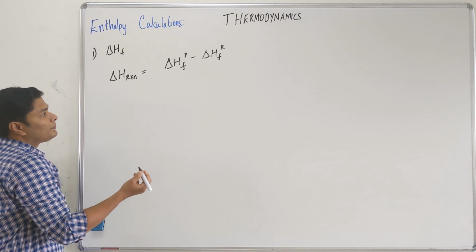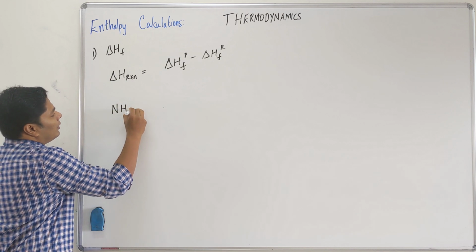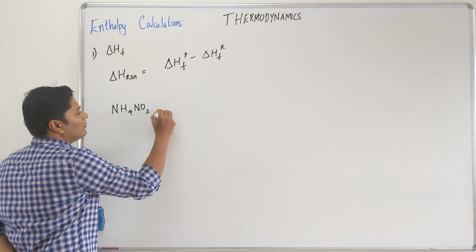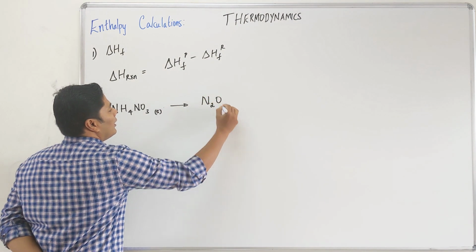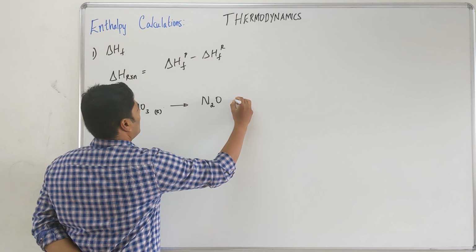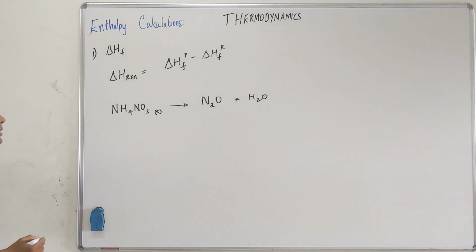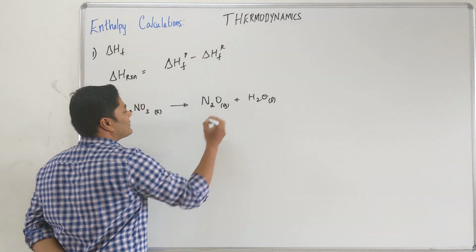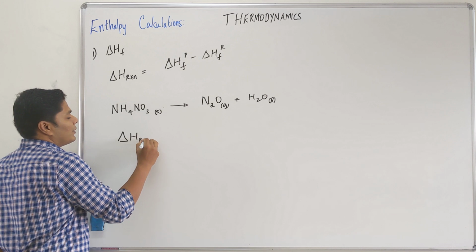For example, if you take NH4NO3 solid, this decomposes to give you N2O plus H2O, some arbitrary reaction we are going to take. Okay, and this can be, let's say, liquid, and this is gas. Now here delta H of reaction for this one.